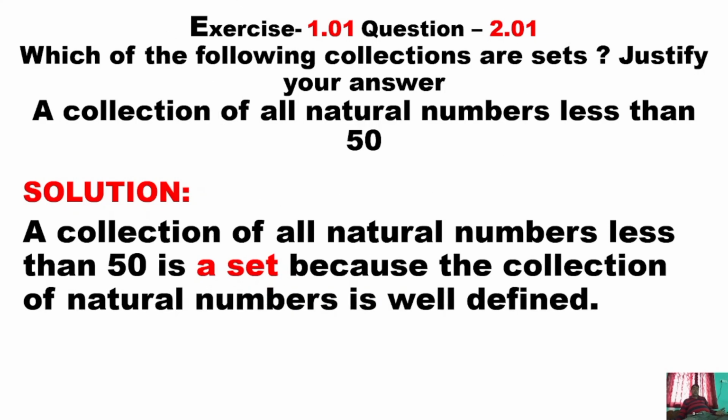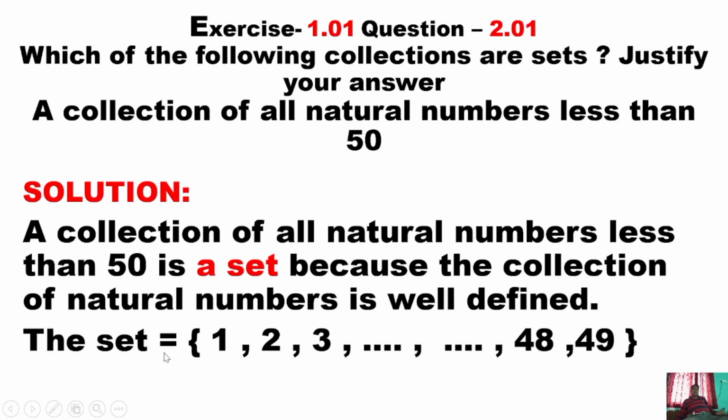We know what the elements in the set are. You can write the set as 1, 2, 3 up to 48, 49. These are the elements less than 50 of the natural numbers. Since the elements are well defined, you can write the set in the roster method. Understand? So the collection of all natural numbers less than 50 is a set, because the collection of natural numbers is well defined.